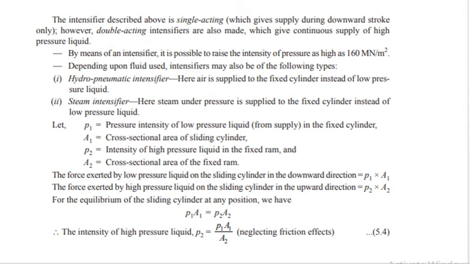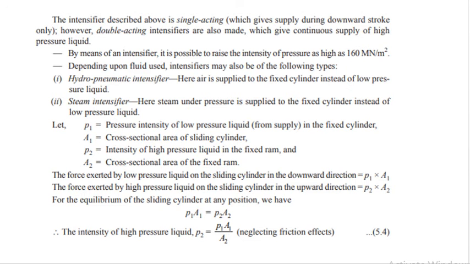So by means of an intensifier, it is possible to raise the intensity of pressure as high as 160 meganewton per meter square. It depends upon the fluid used. Intensifiers are of two types. First is hydropneumatic intensifier, where air is supplied to the fixed cylinder instead of low pressure liquid, and steam intensifier, where steam under pressure is supplied to the fixed cylinder instead of low pressure liquid.